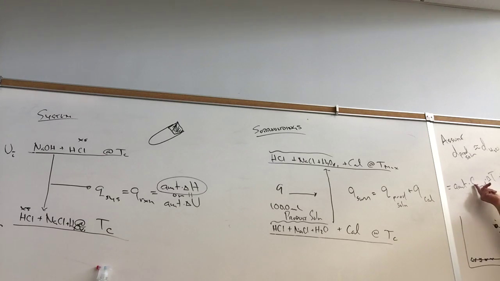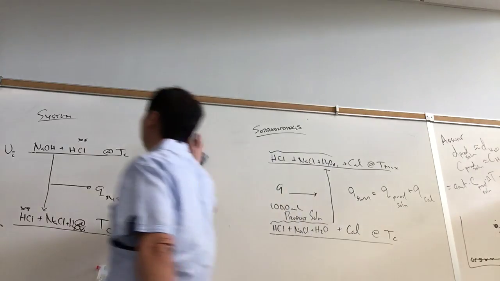Do we know the specific heat of the product solution? We don't know the specific heat, but if it's dilute, solutions are close to pure water, so we're going to say that the specific heat of the product solution is close to the specific heat of pure water. If we make these two assumptions, which are reasonable because water is going to be the main heat sink, then we'll have this.